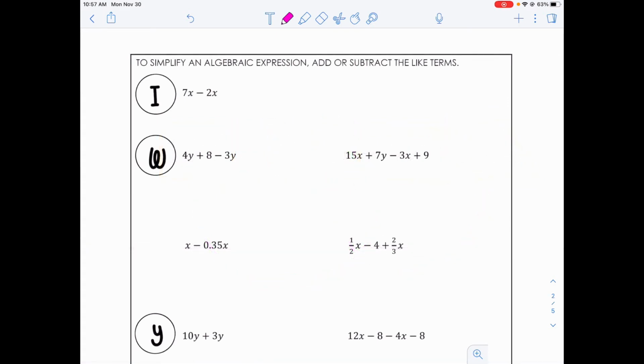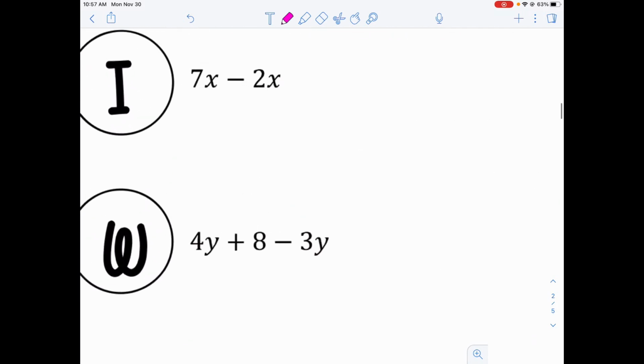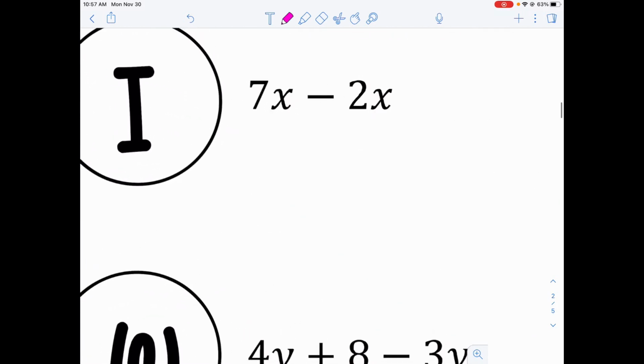All right, now we're going to go ahead and start combining like terms. So we talked about terms and how to split an expression into its terms, and then we talked about how to identify if they're like terms. So now we're going to go ahead and combine them. Now this first one is the most basic example of how to combine like terms. They're usually a little bit more complex than this one, but here we go.